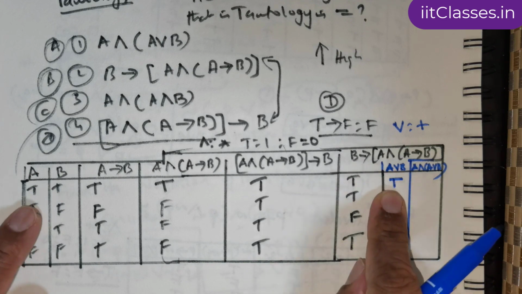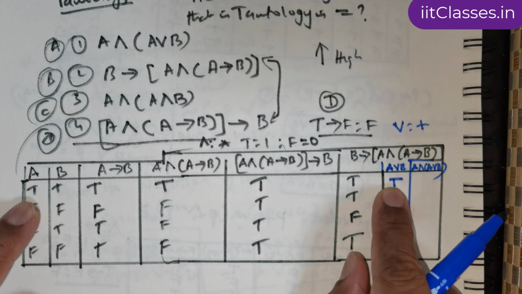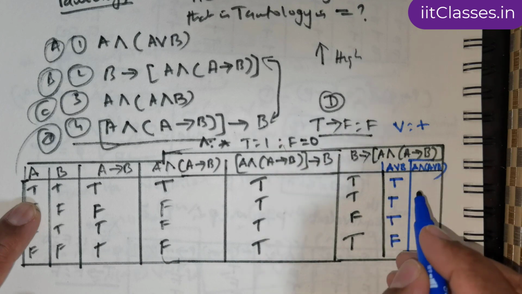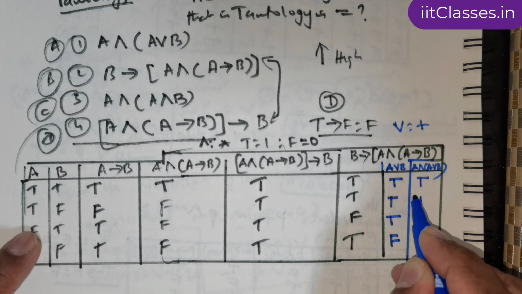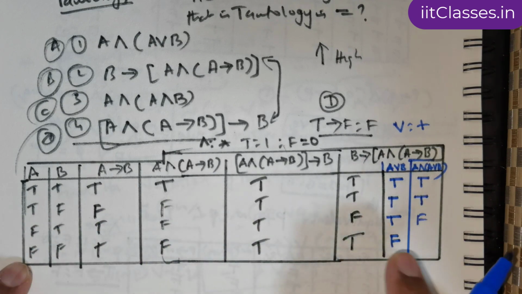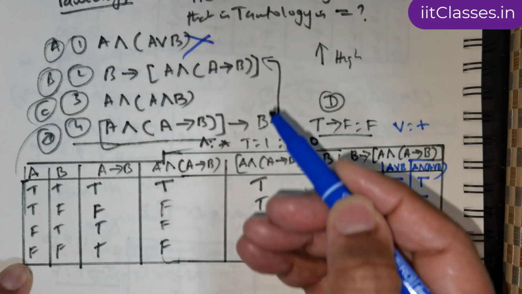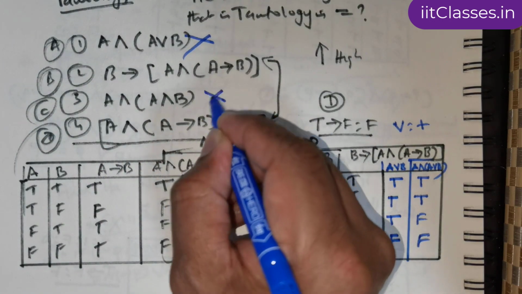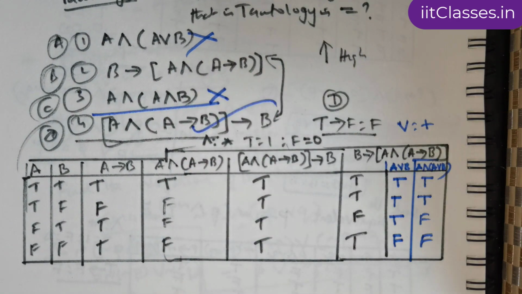Now we are apt to perform a conjunction between these two. As I mentioned to you, conjunction is taken to be as product. So 1 multiplied with 1 is 1, 1 multiplied with 1 is 1, 0 multiplied with 1 is 0, 0 multiplied with 0 is 0. So clearly this is ruled out, and the same with this. You can try it out, and definitely this will also be ruled out. So the only choice that will remain here is D.